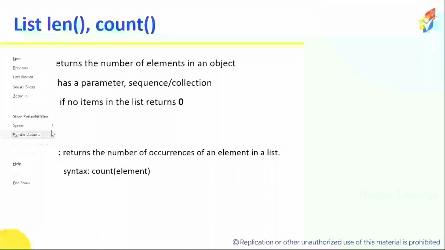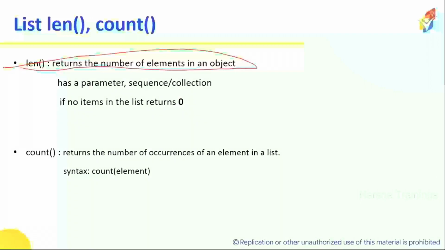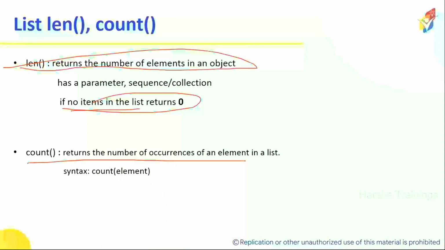Always go for the length function and the count function. The length function returns the number of elements in a list. If there are no elements in the list, it will return 0. The count function returns the number of occurrences.